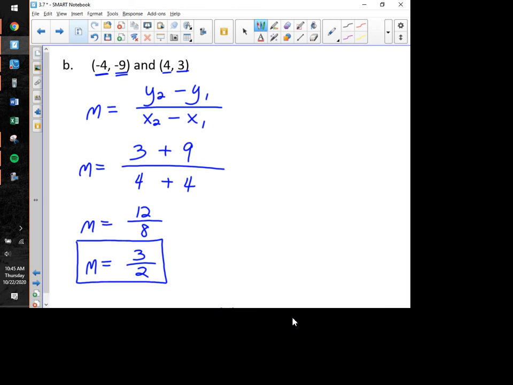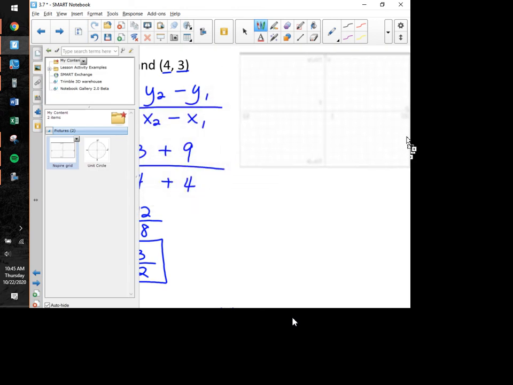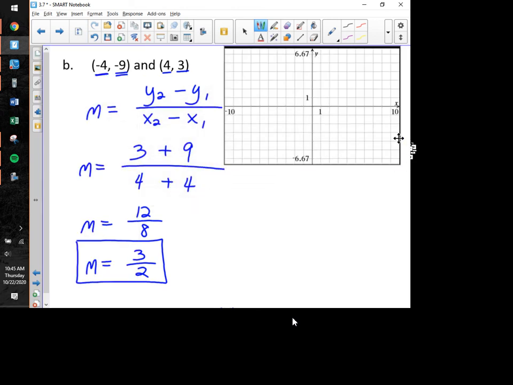Now again, the problem is done, but let me take a quick moment now and see if this actually makes some sense. So the points here are negative 4, negative 9. Shoot, I'm going to run out of room here. But negative 4, 1, 2, 3, 4 to the left, and then 9 units down. Let's see, that's 6, 7, 8, 9. I'm just guessing that it's right about here, and we'll call that point A. The second point is 4, 3. So from the origin, I go 1, 2, 3, 4 to the right, 1, 2, 3 units up. This is going to be point B right here.